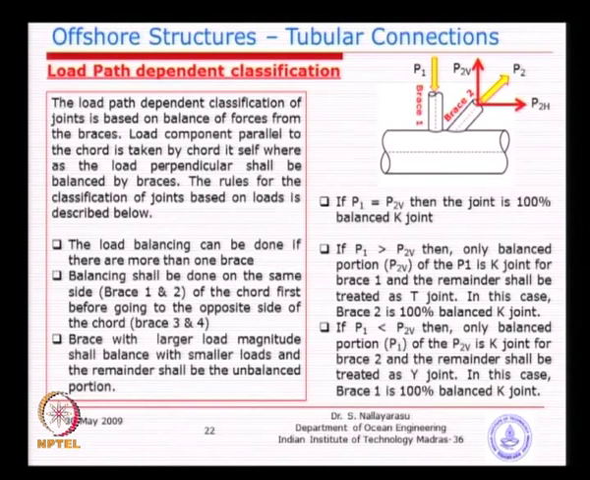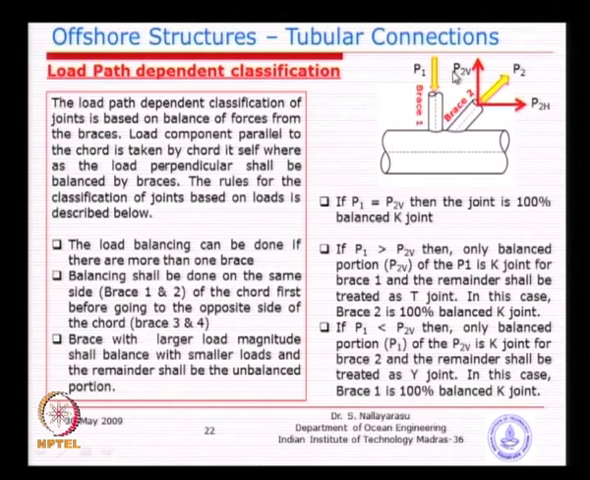The simple idea is, if it is balanced it will automatically go to K joint, and if it is unbalanced it will go to either T or Y joint. Here I have a brace 1 and brace 2, one carrying compression load and the other carrying tension load, with different magnitudes. We find out the component normal to the brace chord. You should not call it vertical or horizontal, it is normal to the chord, so this is 90 degrees, and this is an angle. I will find out the normal component.